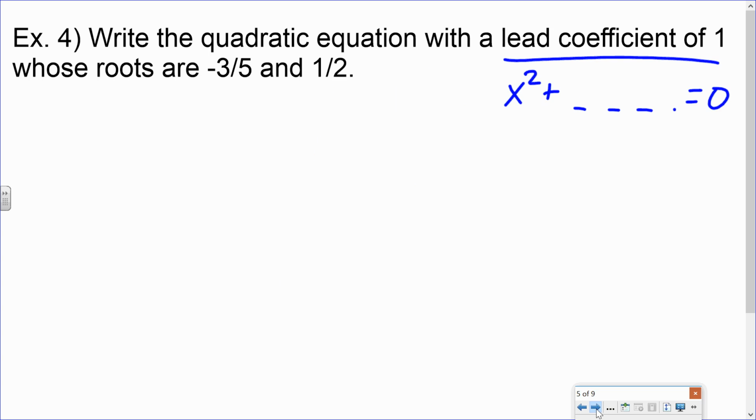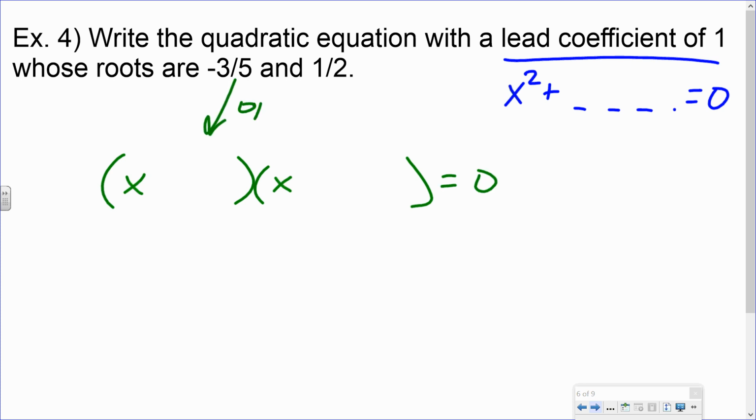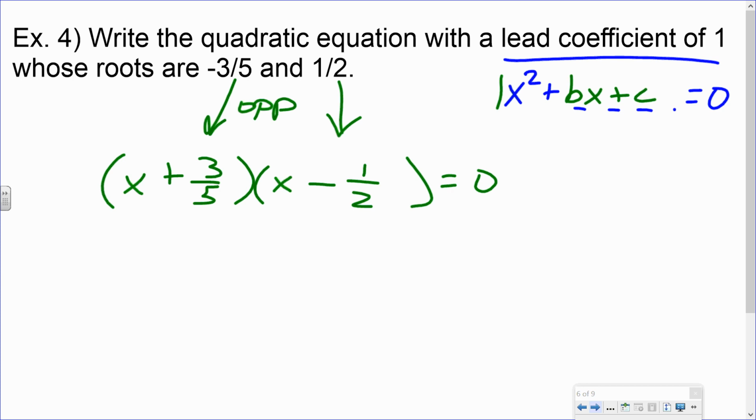So for this one, that means, since we want the lead coefficient to be 1 in front of the x squared, the parentheses have to have just x in them. The opposite of -3/5 is +3/5. The opposite of +1/2 is -1/2. But now we need to get that into 1x squared plus bx plus c form. So we need to FOIL that and combine any like terms.